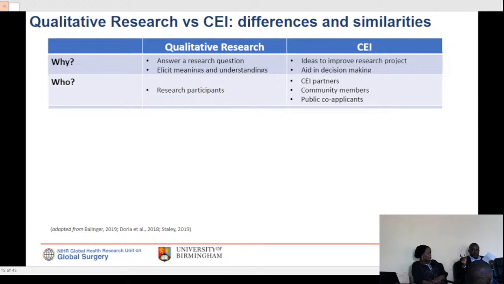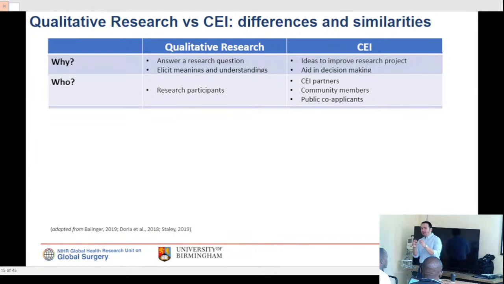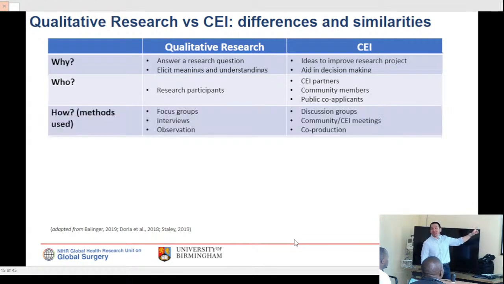The key here, and I have a slide to show this, is that the people that you tap for CEI can't be your participants. So a little bit of terminology: in qualitative research, we use the terms focus groups and interviews. But for CEI, we don't use them, even if it feels familiar. We just use discussion groups, CEI meetings or community discussions.